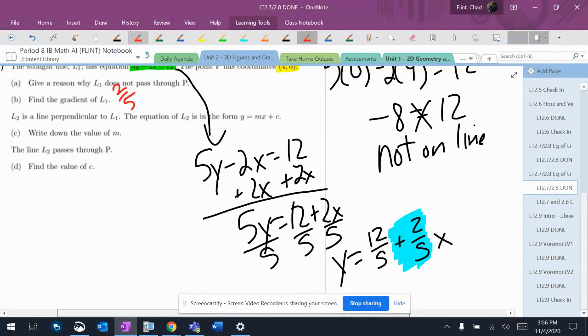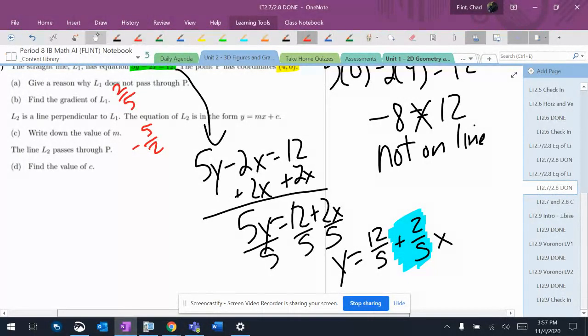Then it says L2 is a line perpendicular to L1. The equation of L2 is in the form y equals mx plus c. Write down the value of m. And again, they're just playing games with this. If it's perpendicular, you flip the fraction over and you stick a negative sign in front of it. And then it says L2 passes through point P, find the value of c.